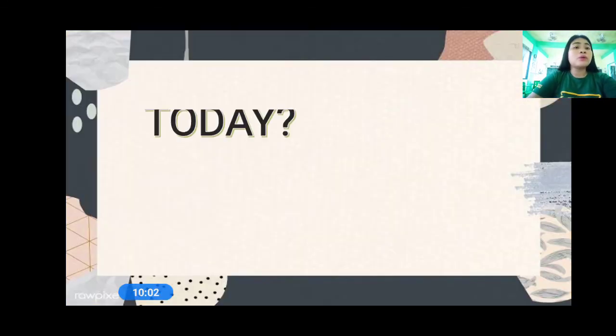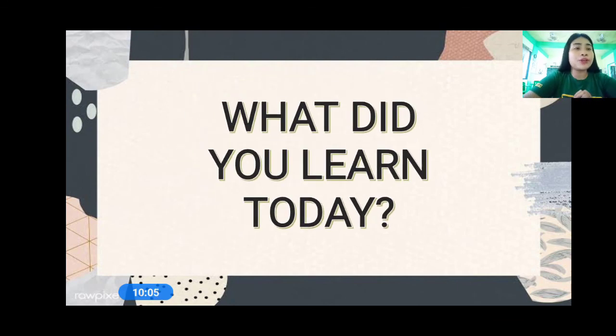Okay, so what did you learn today? Today we have learned about subtracting similar fractions. Now in subtracting similar fractions, we have to check first if the denominators are the same, and then if we are done checking and the denominators are the same, then we can subtract now the numerators, and then once we subtracted the numerators already, we're just going to copy the denominator, and if the fraction can be reduced to lowest term, then we have to reduce it to lowest term.